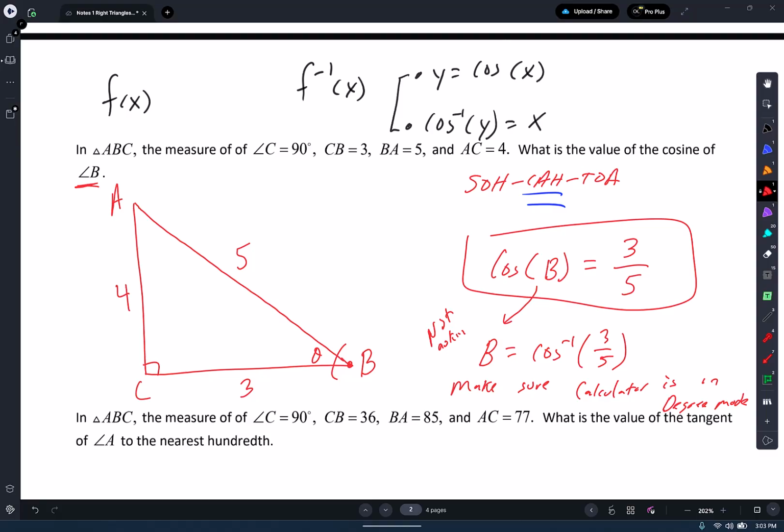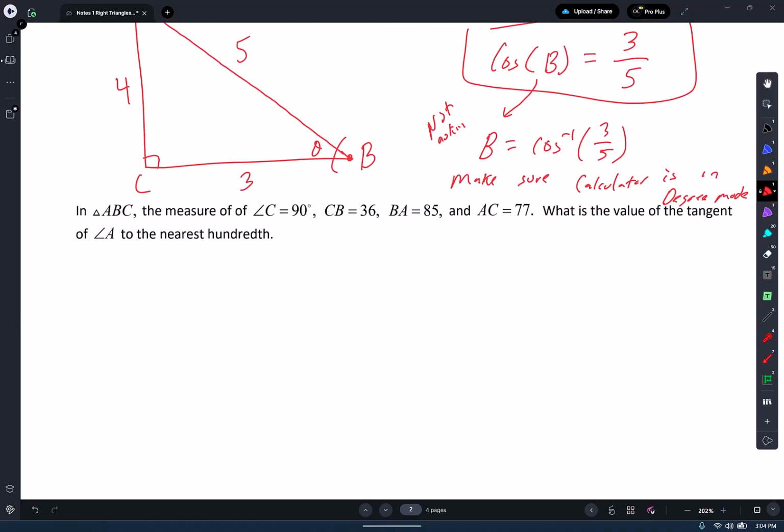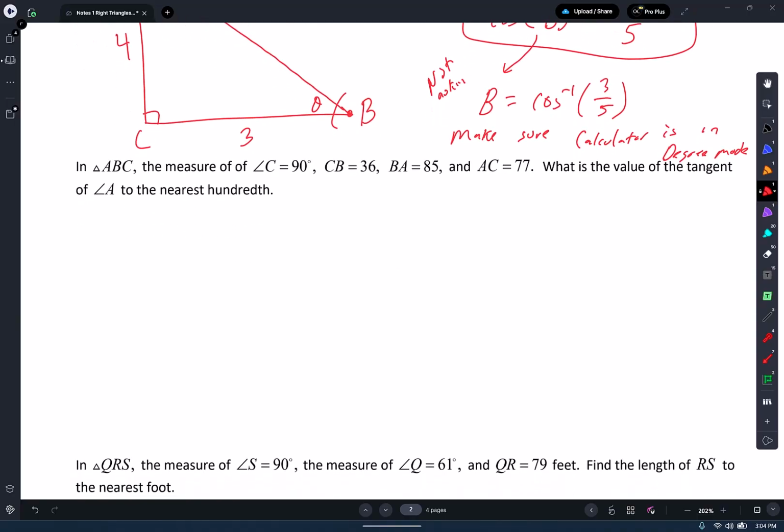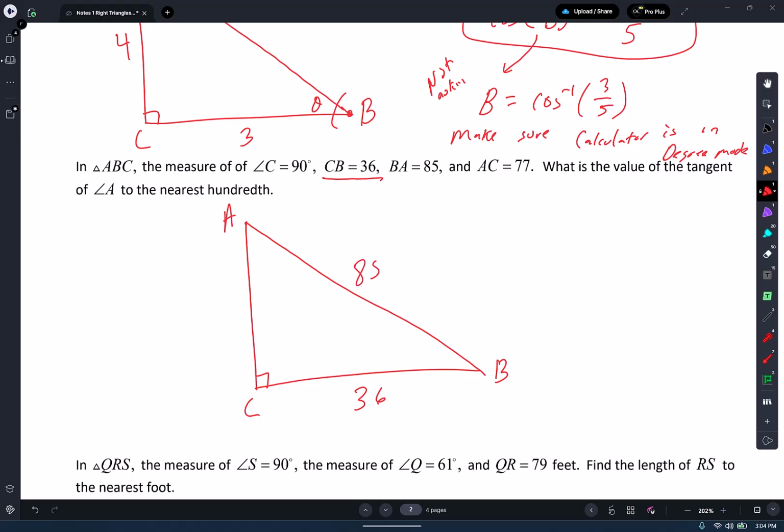Are we okay? All right, so here we go. In triangle ABC, the measure of angle C is 90. So I'm going to go draw my little triangle. And don't worry, guys, I'm slowing down in case you're still writing. That's angle C. And it says that CB is 36. So I'm going to put A here. I'm going to put B here. So CB is 36. That's this length. I'm going to write 36. I'm going to put a right angle right there. BA is 85. So I'm going to write 85 right here. And AC is 77. So I'm going to put 77.